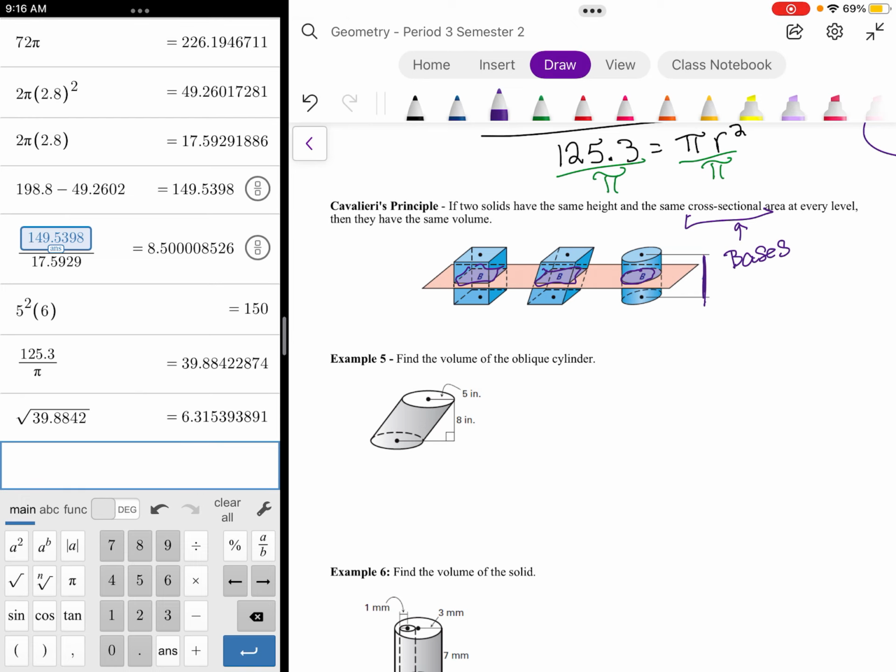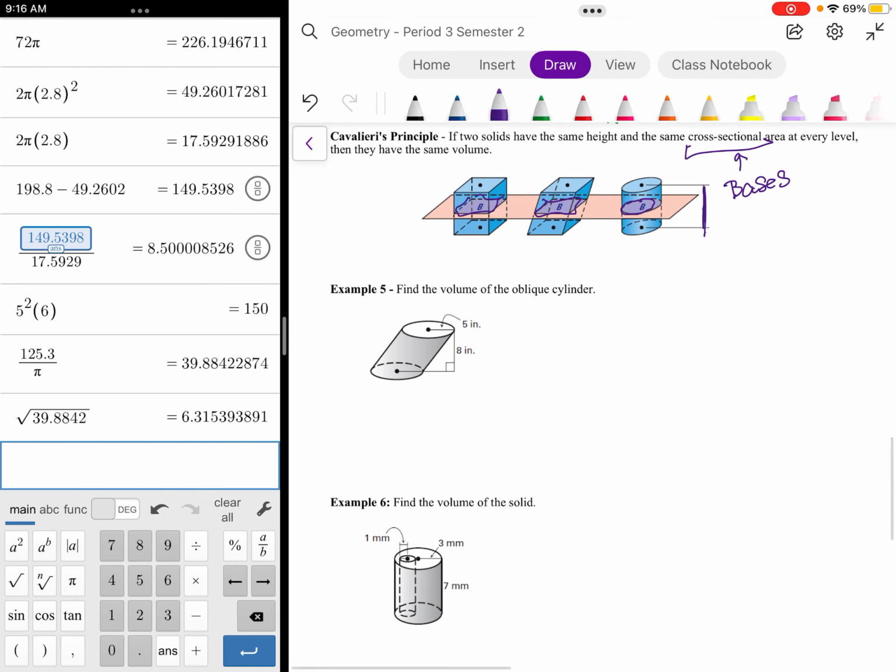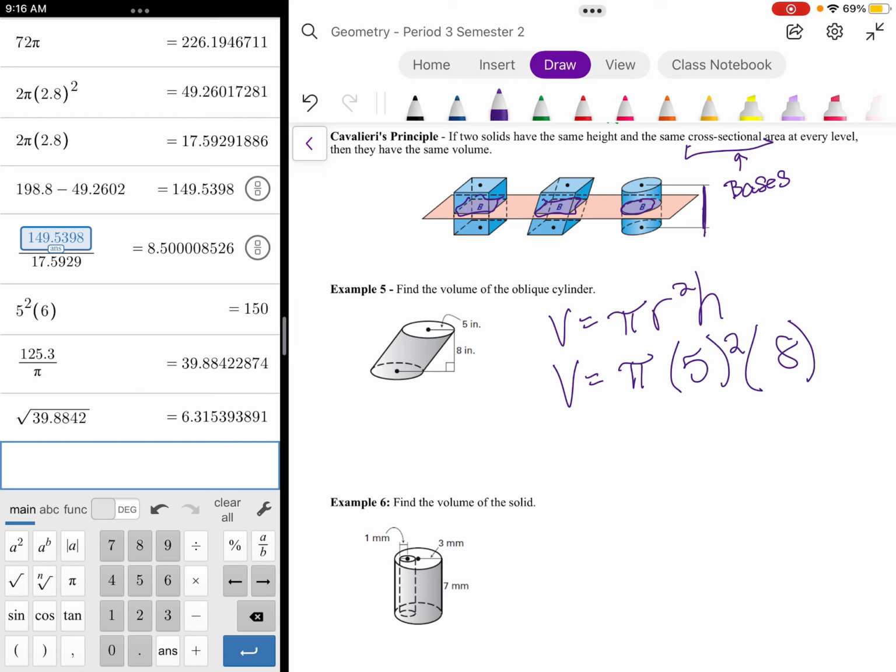That tells us even if we have an oblique cylinder, we can still use our volume formula that we were using. So for this one, to find the volume of an oblique cylinder, for example 5, we know the volume formula for a cylinder is pi r squared height. So even though this is not a right cylinder, we're still going to use the exact same formula. So we're going to do pi times the radius of 5 squared times the height of 8.